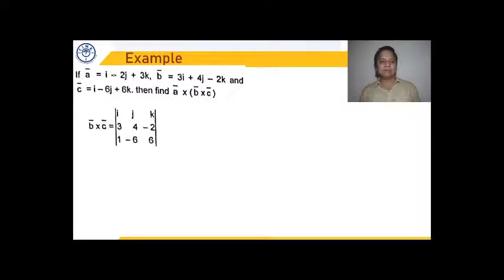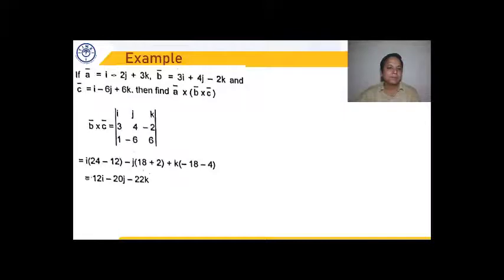Let's first find B cross C. This is also a method. We find B cross C with i, j, k in the first row, B coefficients 3, 4, minus 2 in the second row, and C coefficients 1, minus 6 and 6 in the third row. Now we expand along the first row. It gives i into (24 minus 12), minus j into (18 plus 2), plus k into (minus 18 minus 4). This comes out to be 12i minus 20j minus 22k. This is B cross C.